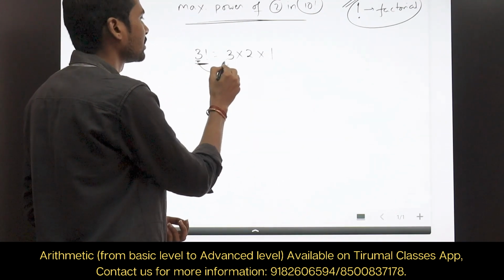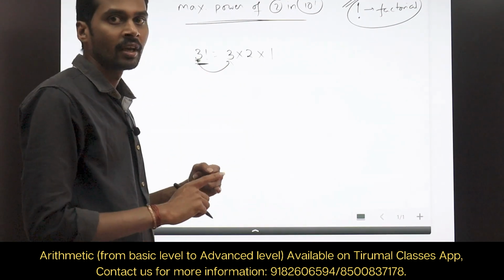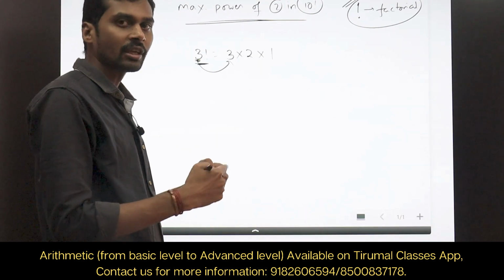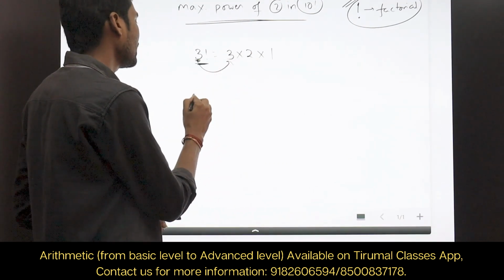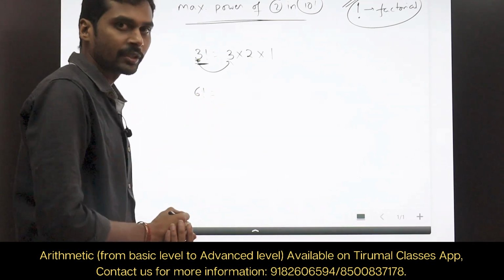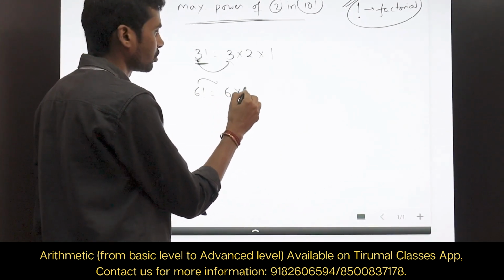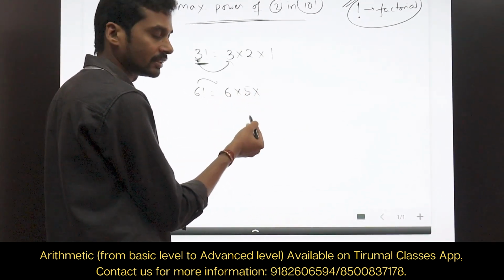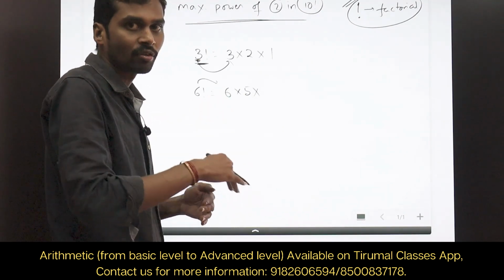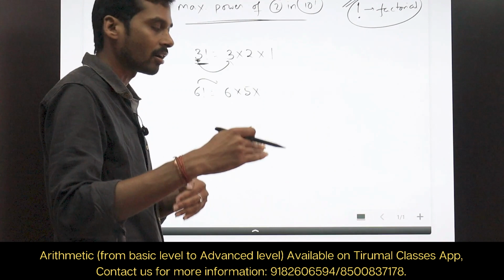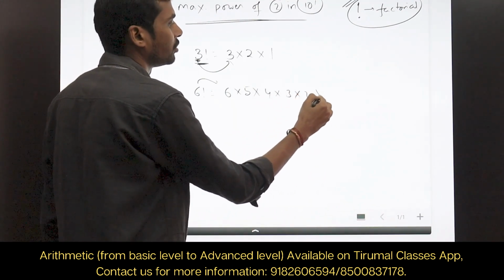Starting with the given number, 3 factorial means 3 into, and for each next number we take one number less, that is 3 into 2 into 1. Suppose I take 6 factorial, how do you represent it? Starting from 6, you write one number less each time, in consecutive decreasing order. So 6 into 5 into 4 into 3 into 2 into 1.